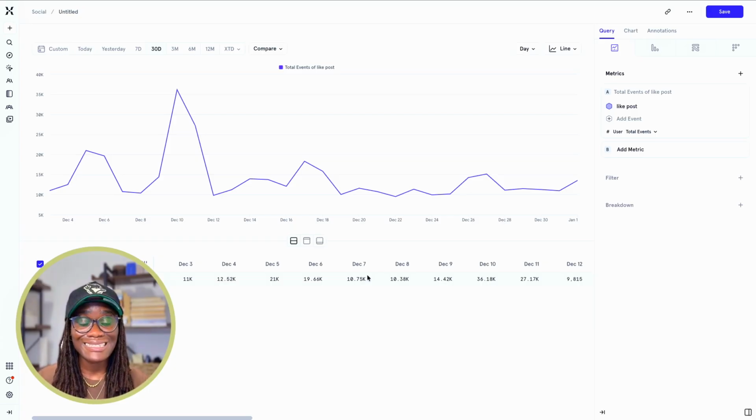If you're interested in the entire number of likes that were given within the social media app by all the users, then you use the total events.